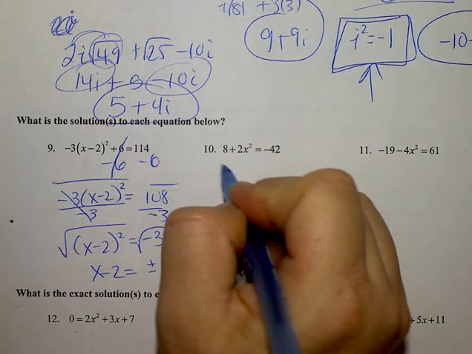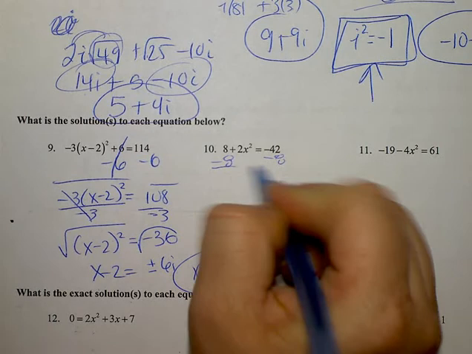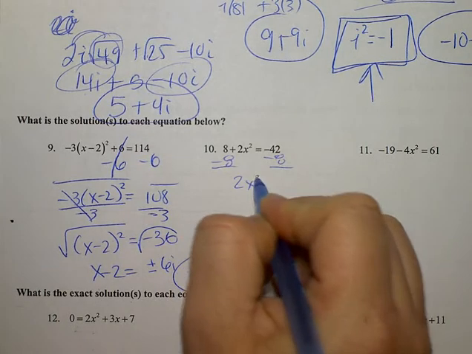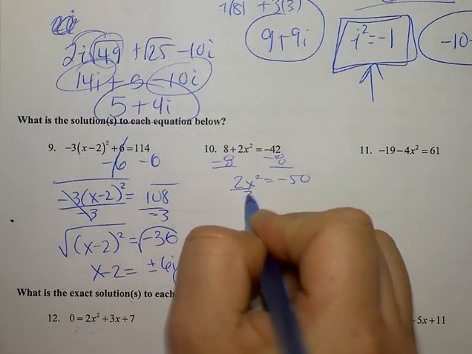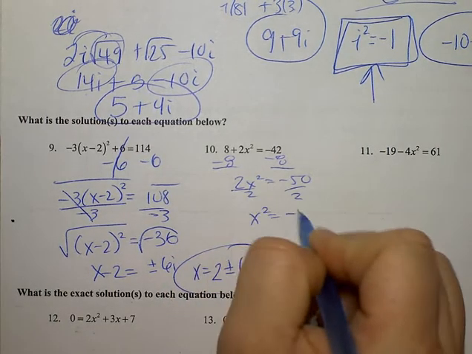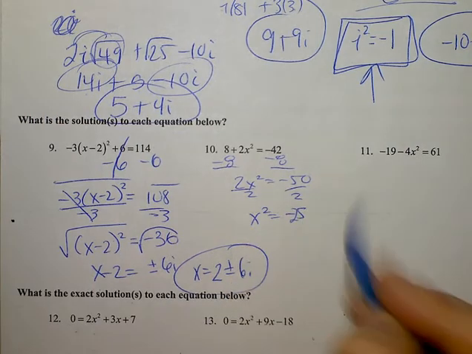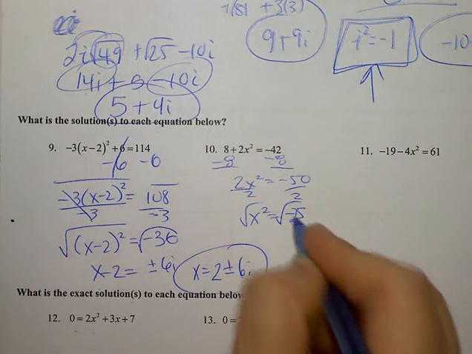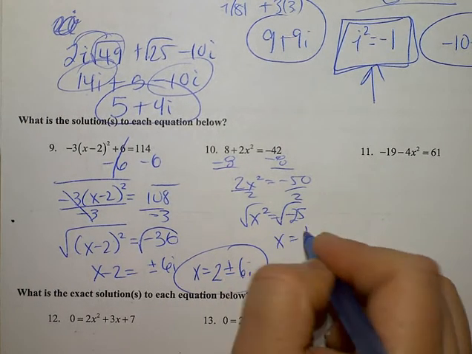Doing number 10 a little bit quicker. First, I'm going to subtract to get 2x squared equals negative 50. Divide by negative 2, I get x squared equals negative 25. You can't take the square root of a negative. Remember, you're going to have two answers, plus or minus 5i.